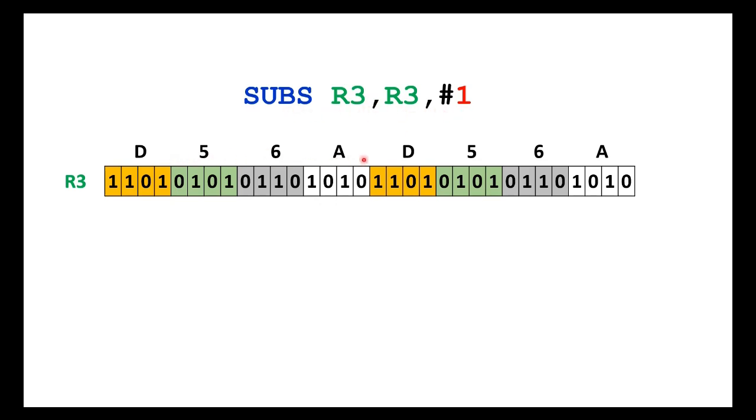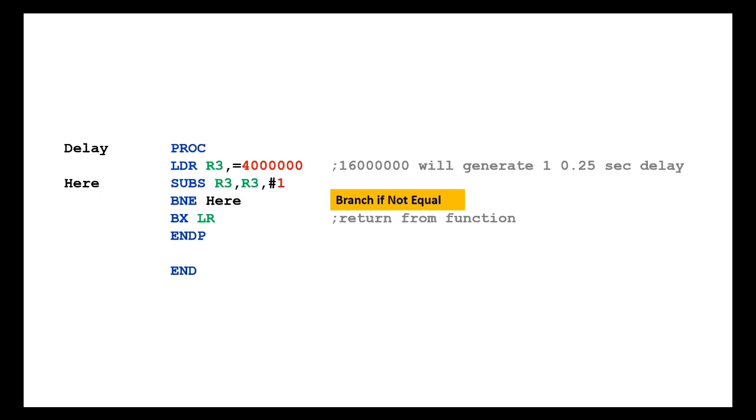So let's take a look at the example here. Assume this is R3 and these are the contents. In hexa, this would be D5, 6A, D5, 6A. If we subtract 1 from this value, that would be D5, 6A, D5, 69. And this value is now stored in R3. The previous content would be lost. So let's get back to the program.